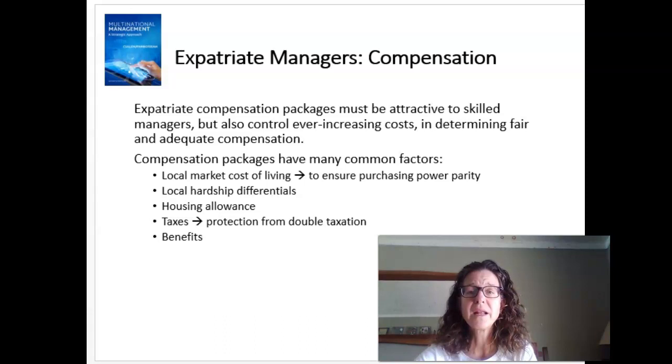Of course, there are some other allowances that might be factored into the compensation package. For example, if the expatriate relocates with a spouse, very often the spouse is not immediately able to work, and so multinationals might offer a spouse allowance, which can help make up for the loss of income of the spouse.